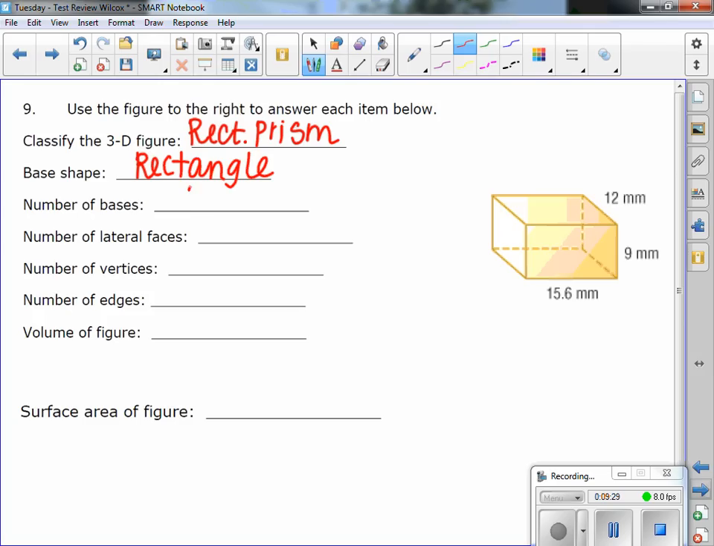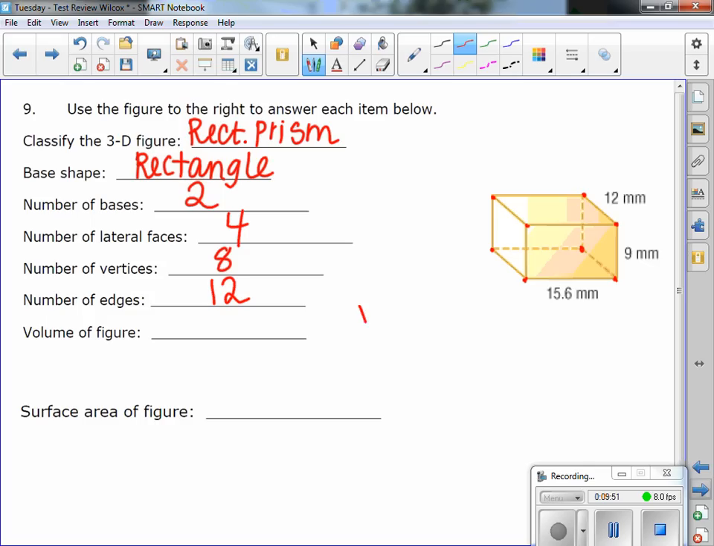All prisms only have 2 bases, and this particular rectangular prism has 4 lateral faces, sides. Number of vertices would be 8. That's how many corners, how many points that I would have, like a box. So 8 vertices, 12 edges.